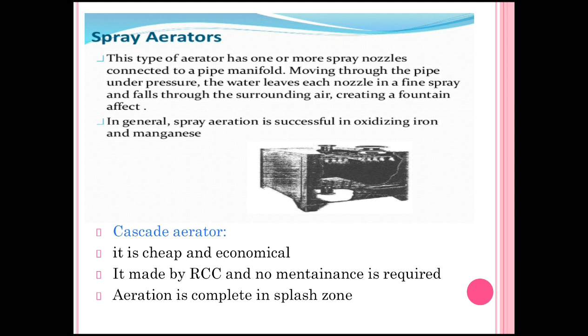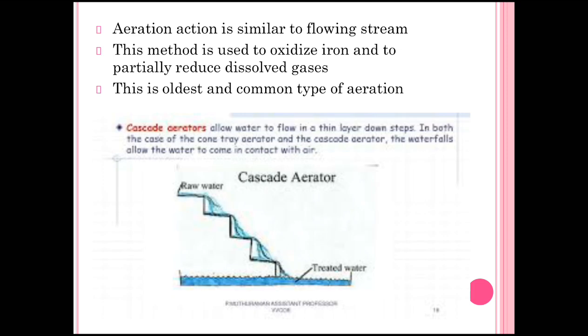Then the next subtype of aerator is the cascade aerator. It is cheap and economical in use. It is made by RCC and there is no maintenance required for the cascade aerator. The aeration is complete in a splash zone. We can see it in a diagram. Cascade aerator. There are steps.